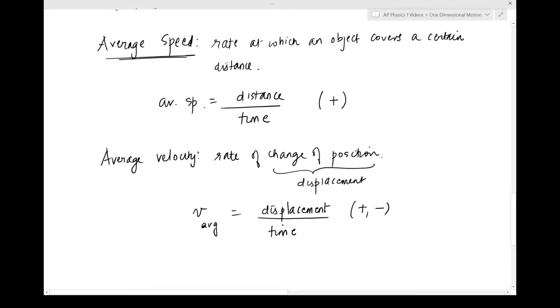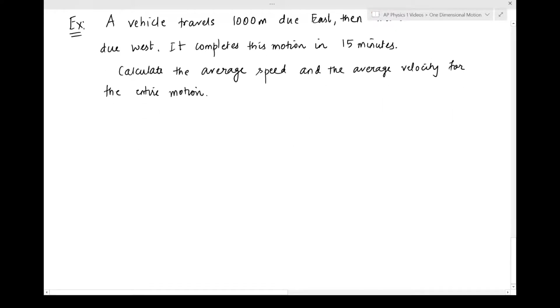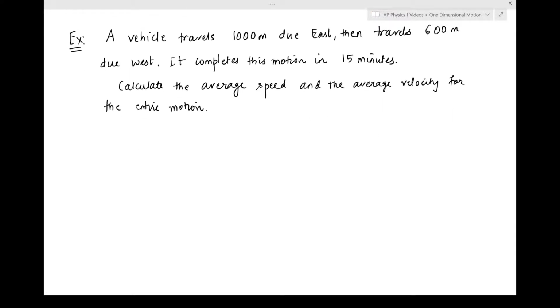Now that we have average speed and average velocity, let us apply these ideas to a simple problem. Right. So in this problem, it says that a vehicle travels 1,000 meters due east, then travels 600 meters due west, and it completes this motion in 15 minutes. Question is, calculate the average speed and the average velocity for the entire motion. Okay. So would be a good time for you to pause the video and go ahead, solve the problem, and then come back and verify, whether you made a mistake or not.